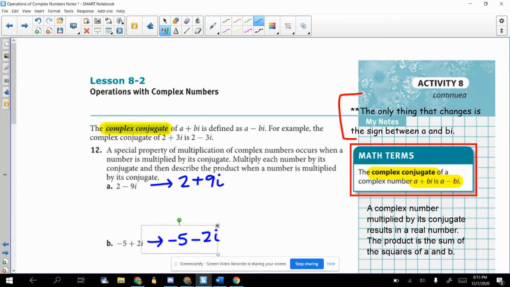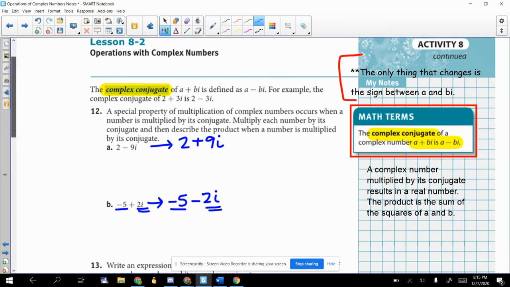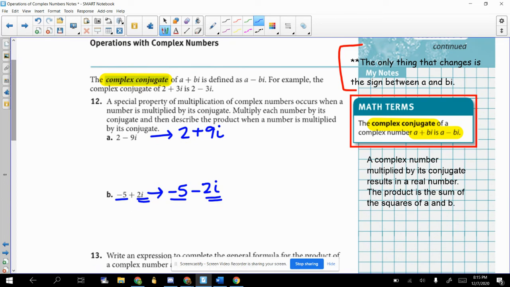Again, noticing negative 5, negative 5, the real number did not change. 2i, 2i, the imaginary number did not change, just that sign in the middle. It went from a plus to a minus. So let's go ahead and multiply one of these so that I can show you what happens when you multiply a complex number by its complex conjugate. Let's do this one.